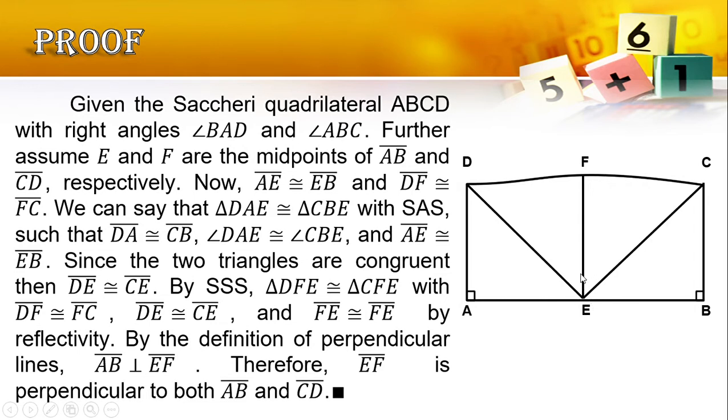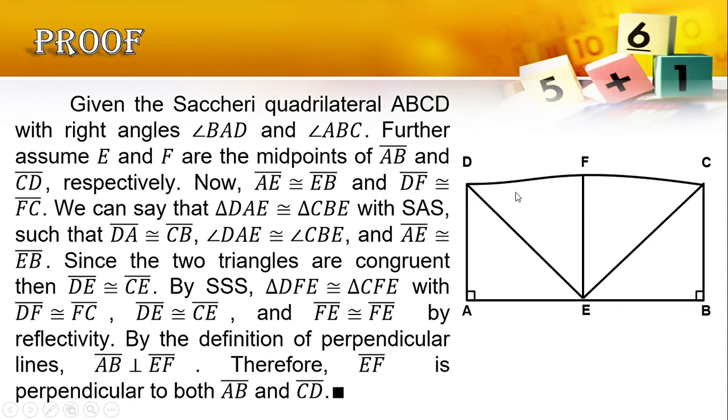Since the two triangles are congruent, then line DE and line CE are congruent by CPCTC, or corresponding parts of congruent triangles are congruent. Now by the SSS postulate, the triangle DFE is congruent to the triangle CFE, as we can see there. Why? Line DF is congruent to line FC by the definition of midpoint, opposite lines are equidistant.